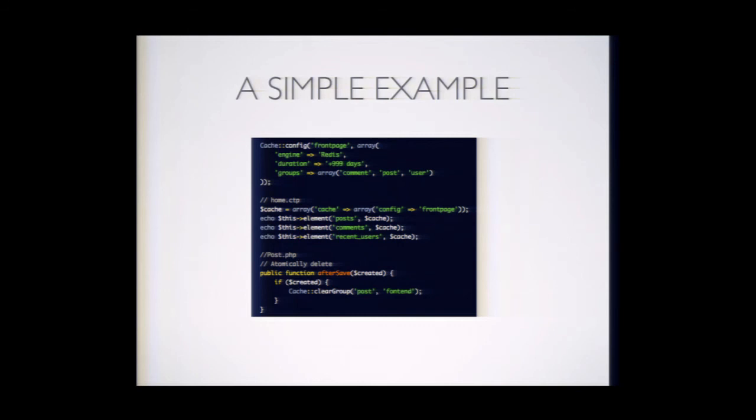So in my home CDP file, I have an element. The cache will be using the config from page. I echo the element. And for example, in my post PHP model, I will atomically delete all the elements at once. So I just cache clear group post in the config front end. So anything that belongs to post, including the element post, the element comments, and the element recent users, will be banished from cache immediately. So it's kind of awesome, isn't it?